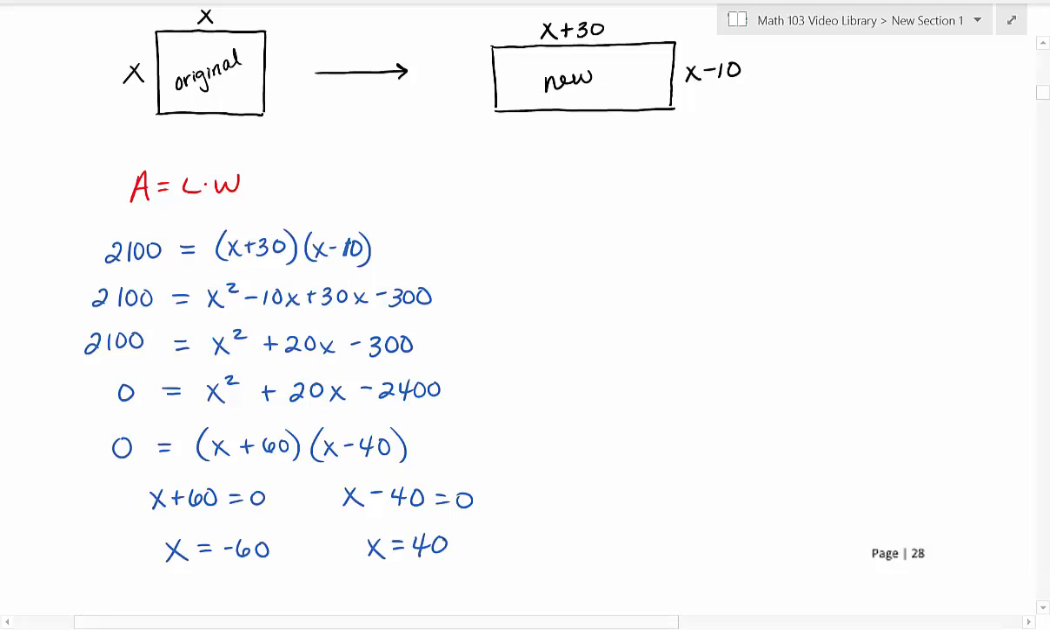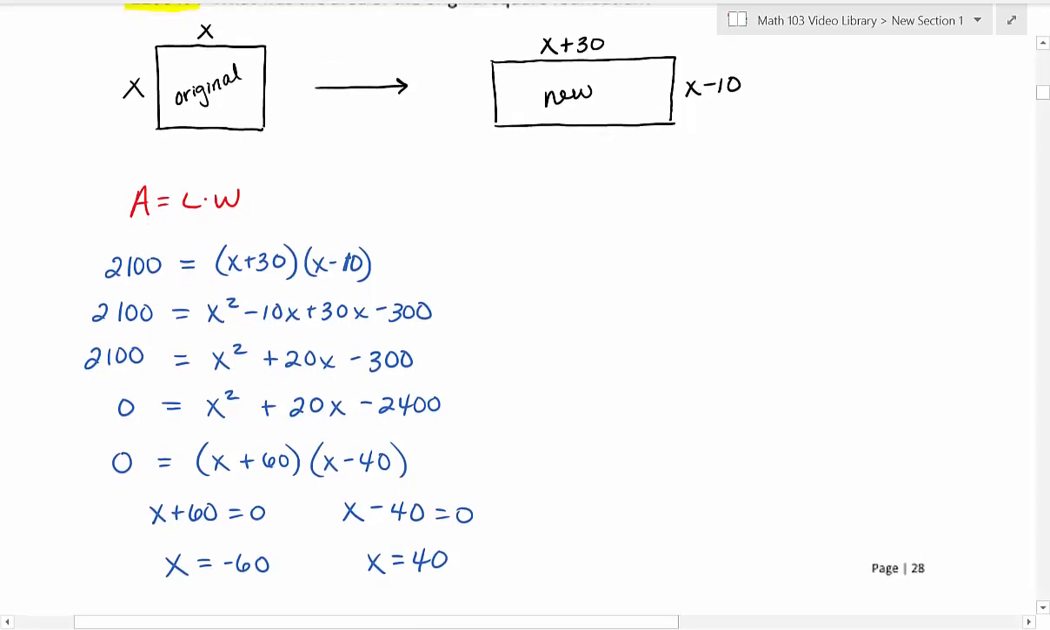Since this is an application problem, we need to make sure that our answers make sense for the context of the application. Think about what x represented. If we turn our attention to the diagram, x represented the length and the width of the original foundation. Does our answer of negative 60 make sense? No, it does not. We don't talk about the length and the width of an object in terms of a negative number, so we need to throw that one out. x equals positive 40, that's a viable option for the length or the width of a rectangle, so that's a good answer.